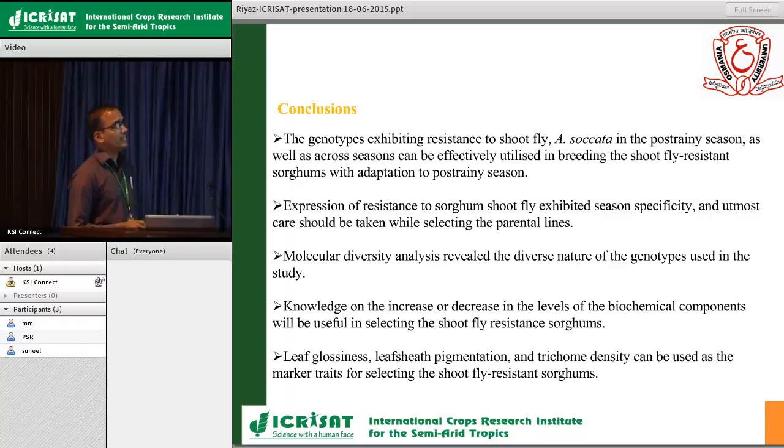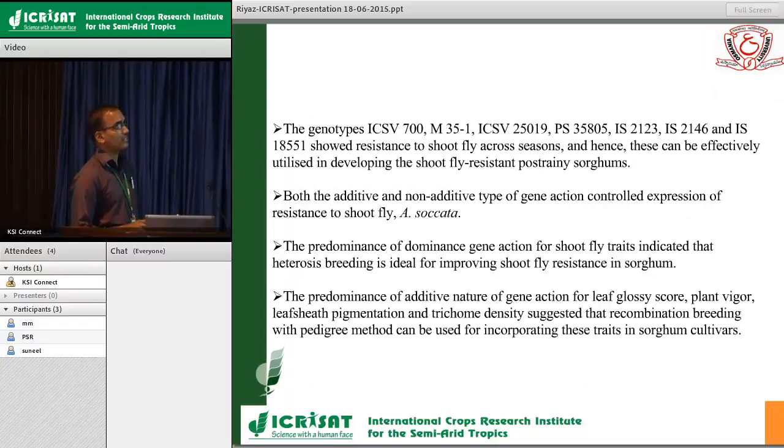Knowledge of increase and decrease in the levels of biochemical components can be useful to select shoot fly resistant sorghum. The marker traits, that is leaf glossiness, leaf sheath pigmentation, and trichome density, can be used for selecting shoot fly resistant sorghums. The genotypes that have performed well across seasons as well as individually can be effectively used in developing shoot fly resistant post-rainy season sorghums. We have reported both additive and non-additive types of gene action controlling the expression of the traits. So predominance of dominant gene action for shoot fly traits indicates heterosis breeding is ideal for improving shoot fly resistance in sorghum.